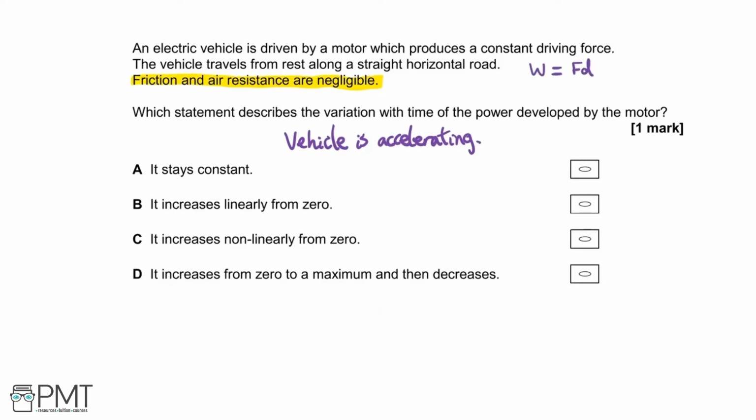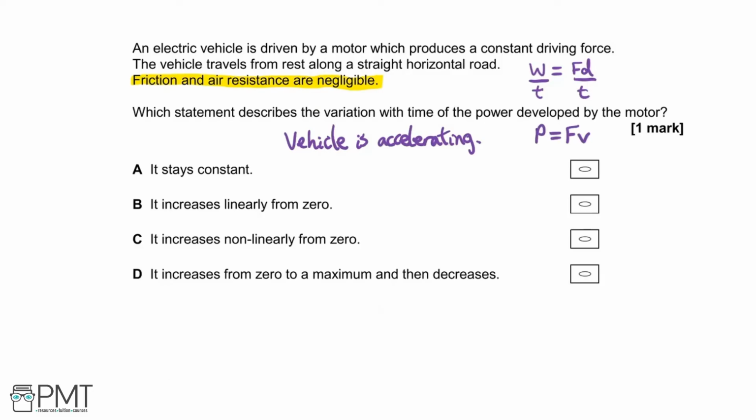Work done is equal to force times distance. If we divide both sides of that equation by time, we can see that work done divided by time is equal to force times distance divided by time. Work done divided by time is just power. And then if we separate the force and the distance divided by time, it's actually the force times the speed. Or in terms of vector quantities, it's force times velocity.